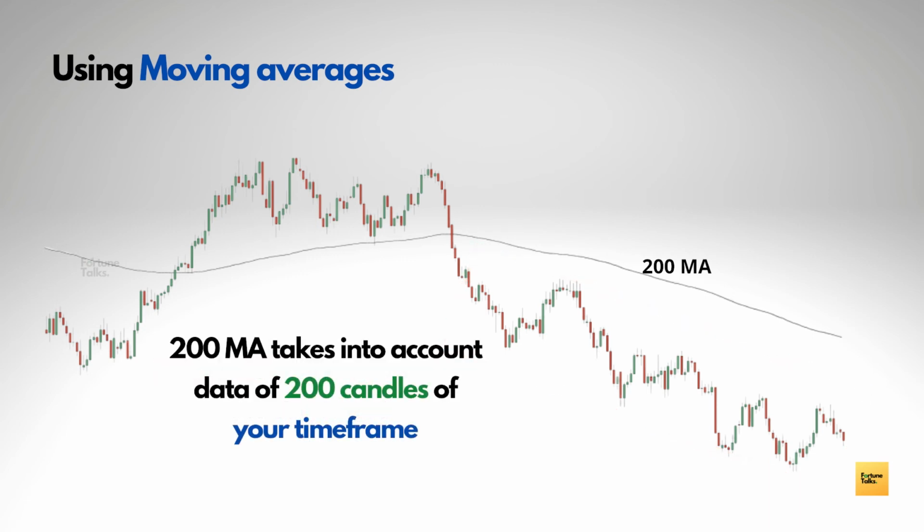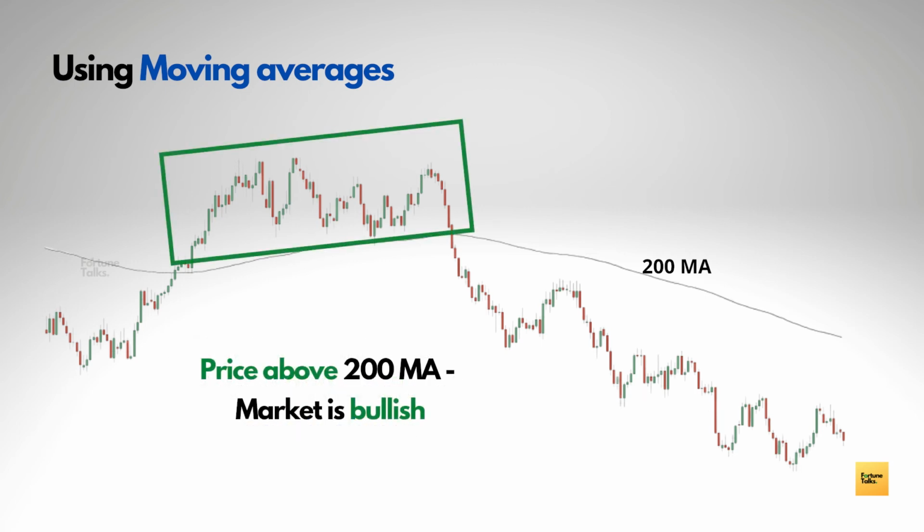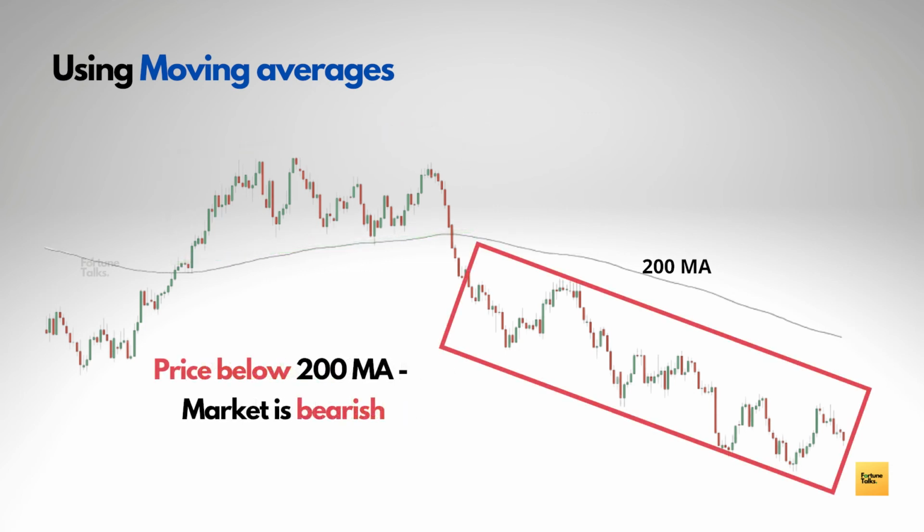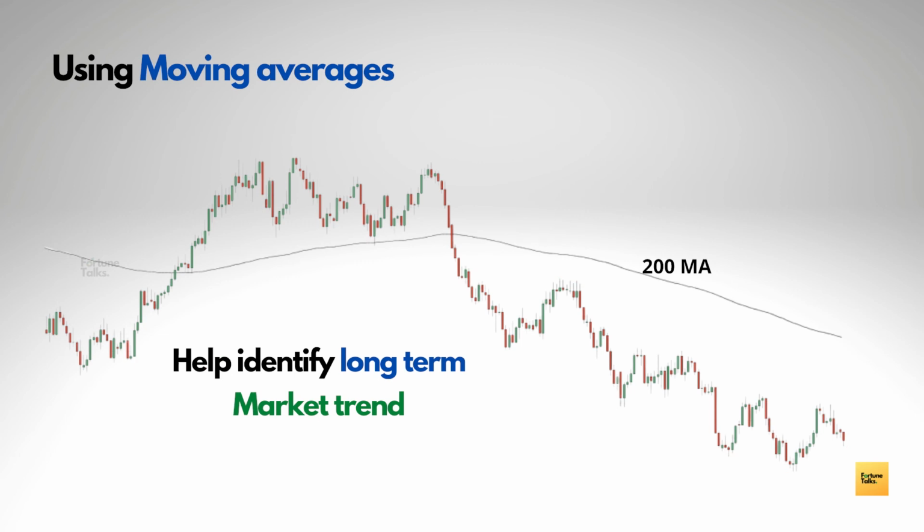If you think about this, the 200 period moving average summarizes the price of the last 200 candles based on your time frame. So if the price is right now above the 200 moving average, it is telling you that the price has been trending higher. And similarly, if the price is below the 200 moving average, it is telling you that the price has been trending lower. This is a simple way to tell you what's the long-term trend on the particular chart that you're trading.